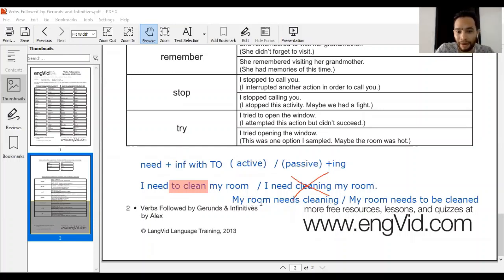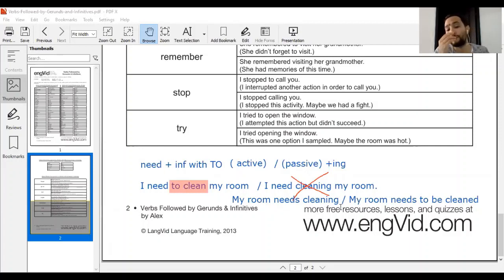So take a look. What does "my room needs cleaning" mean? ¿Qué significa esto en español? Significa literalmente lo que está escrito en la otra versión. My room needs to be cleaned. Mi habitación necesita ser limpiada. So, eso es lo que significa my room needs cleaning. Mi habitación necesita ser limpiada.